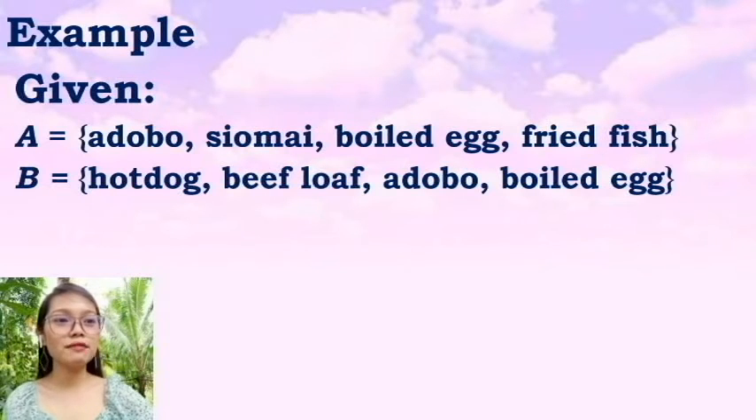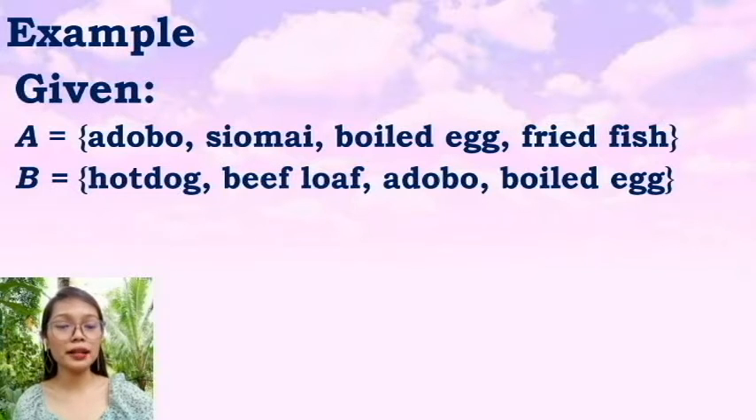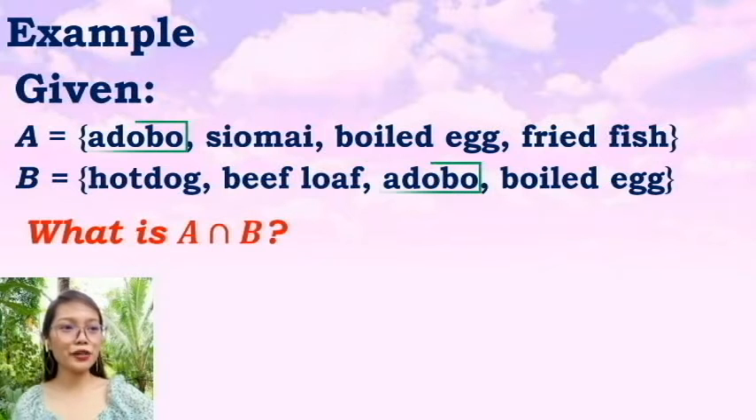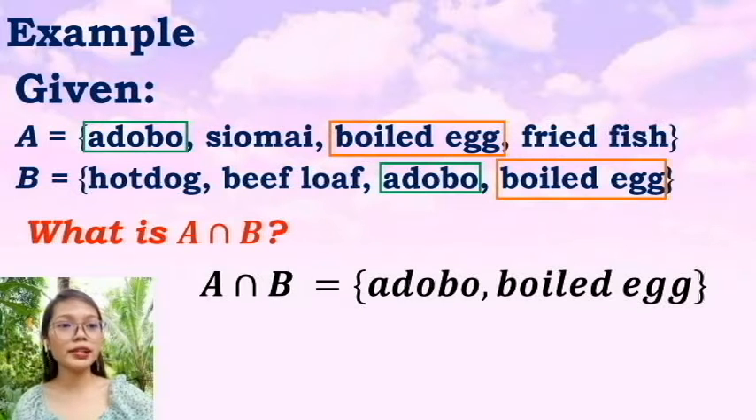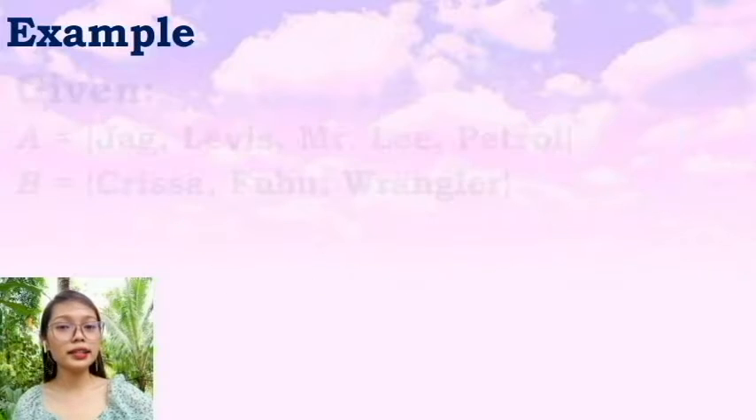So, natay given set A, adobo, siomai, boiled egg, fried fish. Sa set B, hotdog, beef loaf, adobo, boiled egg. Okay, unsa man pagpangita ni intersection ni B? Di ba ningon to nga the set of all distinct elements that are common or that are in both A and B. Unsa may common nga elements nga naa ni A ug ni B? Exactly, natay adobo, natay boiled egg. Therefore, ang intersection ni A ug B based on the given is just adobo and boiled egg. Oh, as easy as that. Okay, proceed tos sa next example.